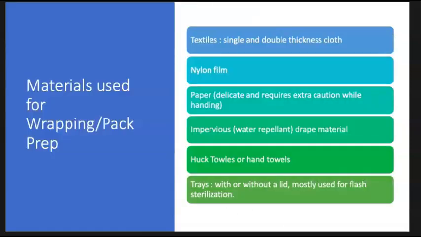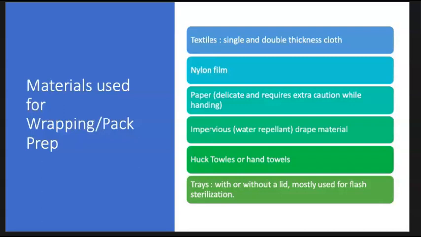There are different materials used for wrapping and pack prep. Textiles are often used in all clinics. These are single or double thickness layers of material or cloth. You can use nylon film or pouches, paper indicated for use in autoclaves or gas sterilization machines. There's impervious or water repellent drape material. Hand towels or huck towels are often used to wrap small packs or packs that are leaving the clinic on an ambulatory basis.